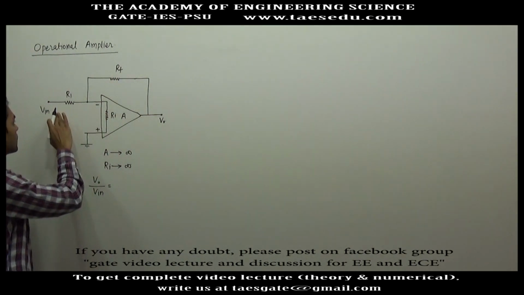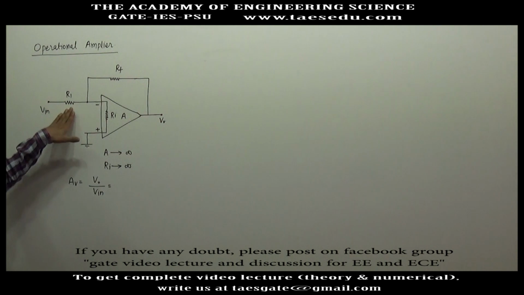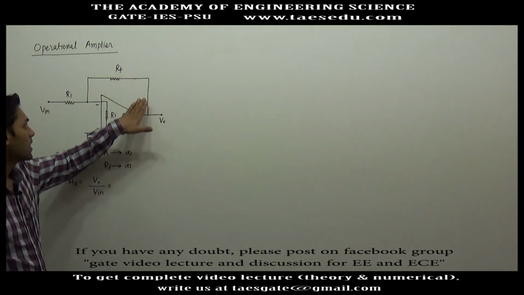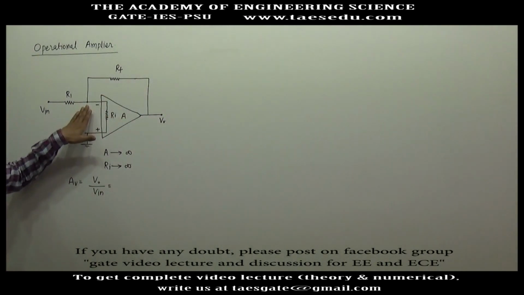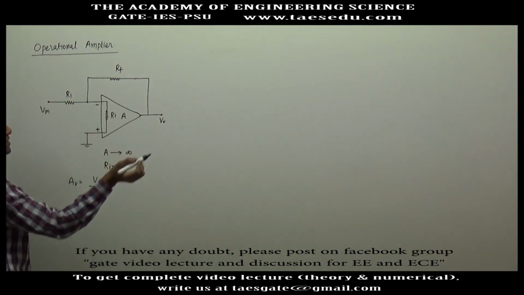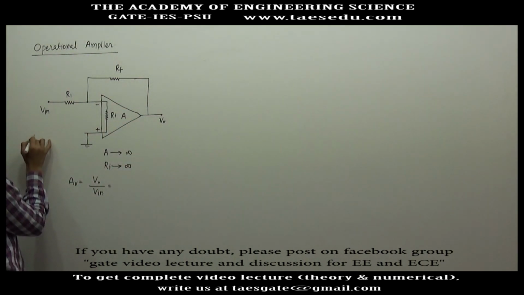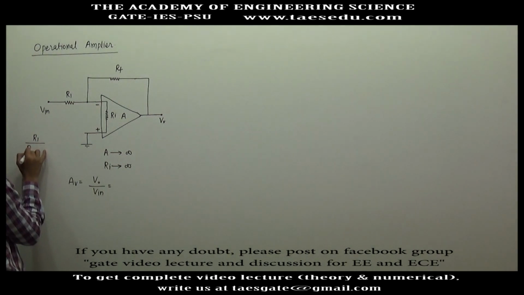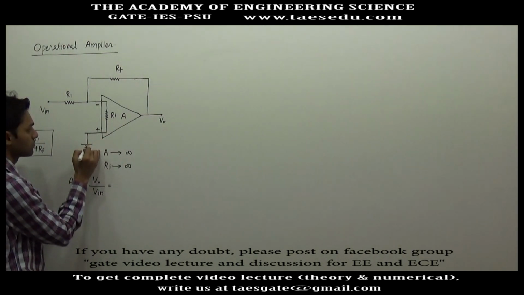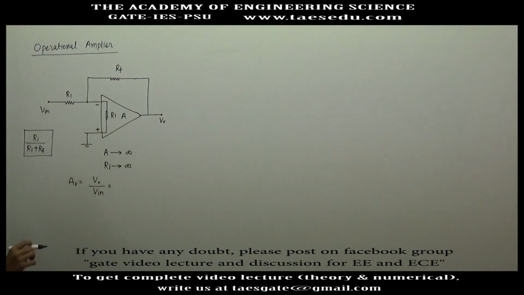So in this operational amplifier, we have given input at the inverting input. We have given a voltage with a resistance R1 at the inverting input, and we also have a feedback at the inverting input only. So this will be called negative feedback, and here the feedback factor is, as we have calculated previously, R1 divided by R1 plus RF, and we have connected the non-inverting input to ground.